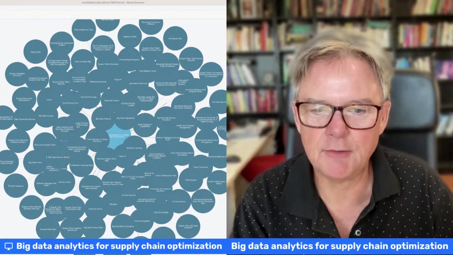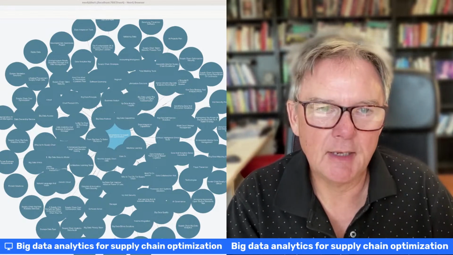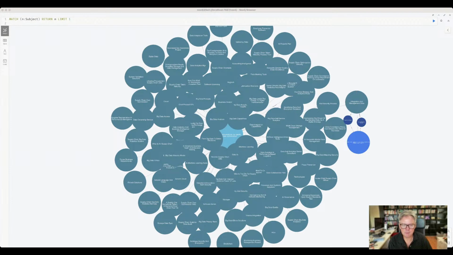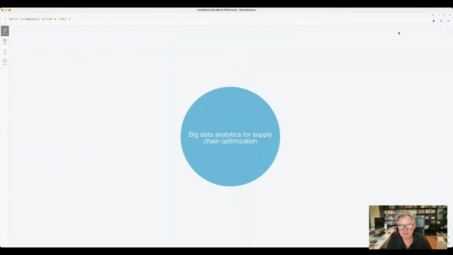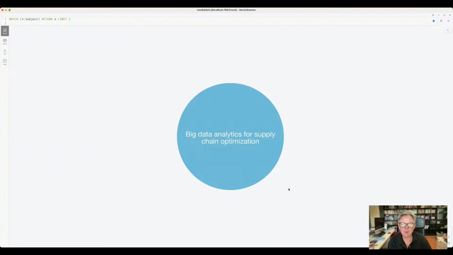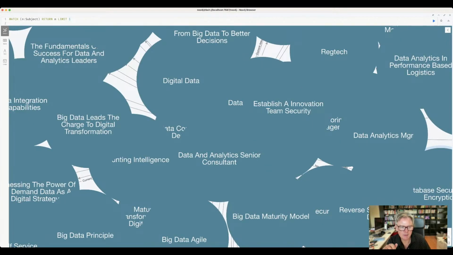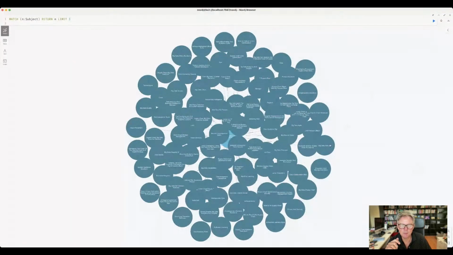Now, doesn't that sound great? It does, and let me show you what you need to take care of when you're doing that. Here is my data visualization around big data analytics for supply chain, for all of you to enjoy. If I open this up, we get to see all the areas that are related to big data analytics for supply chain optimization.